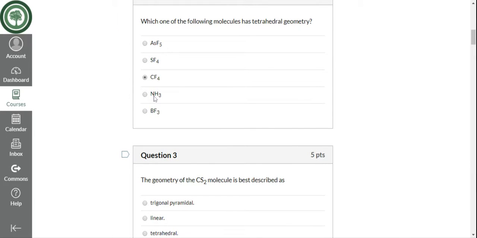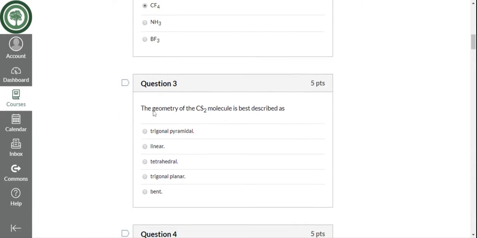Again, if you were to do NH3, hopefully you'd figure out it's trigonal pyramidal, but BF3 is trigonal planar. Again, the difference is this nitrogen has a non-bonding pair where the boron does not.